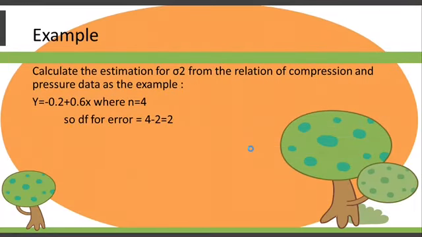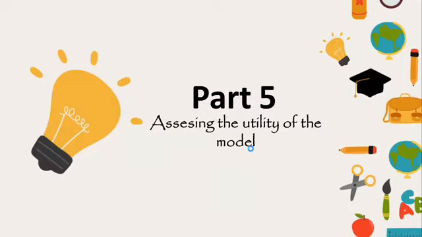For example, calculate the estimate of variance from the relation of compression and pressure data as the example. Y hat equals minus 0.2 plus minus 0.6x, where n equals 4. So the degrees of freedom for error is 4 minus 2 equals 2.